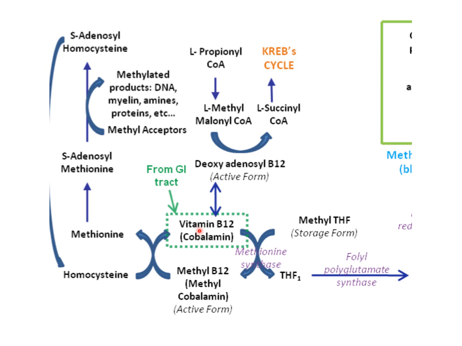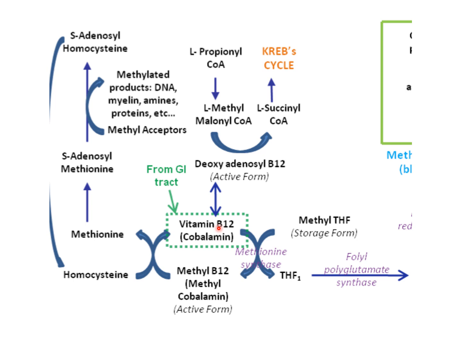Or the cobalamin, vitamin B12, can get converted to the methyl form. And this methyl form is important because it, together with homocysteine, results in the formation of methionine and then S-adenosyl methionine, which is important in the synthesis of many compounds in the body: DNA, myelin, amines, and proteins. And so you can imagine that deficiency of vitamin B12 is going to result in deficiency of SAM, S-adenosyl methionine, and is going to have multiple consequences.